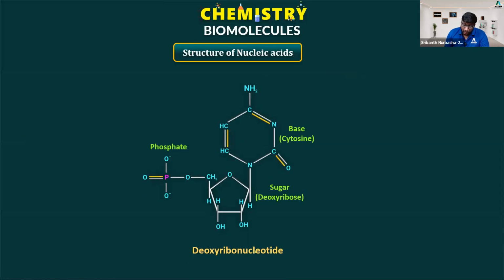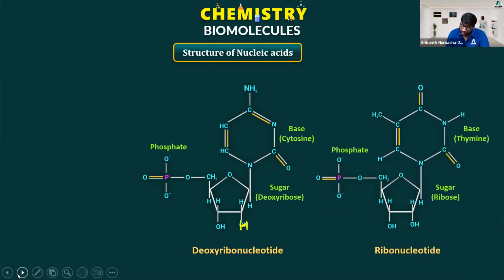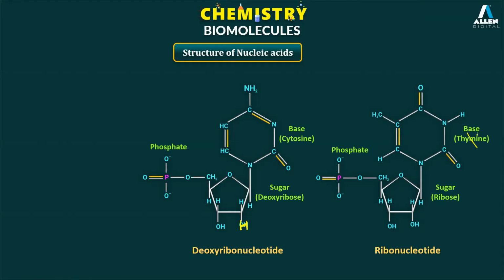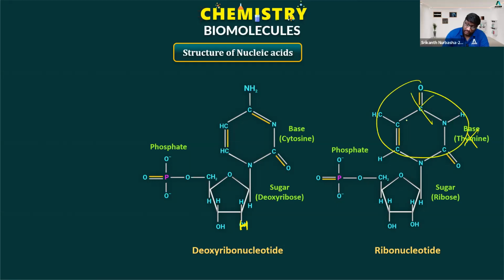Look at the deoxyribonucleic acid. Deoxy means here you should have hydrogen on the second carbon. In deoxyribonucleic acid, the base can be cytosine, with the phosphate link. This is one nucleotide, a deoxyribonucleotide. And what is a ribonucleotide? The ribose base. And in ribose, do we have thymine? No, sir. So this should not be there here.